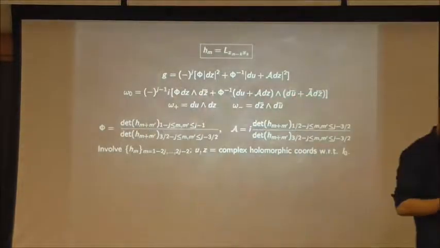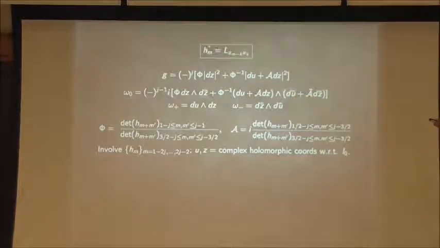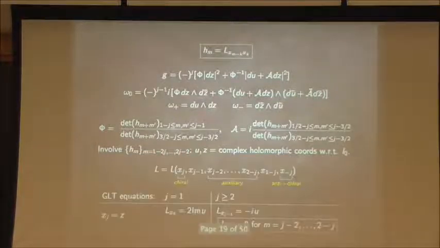So as you see, the determinants depend exclusively on HM. Now, U and C are complex holomorphic coordinates with respect to the complex structure I3. And if you count carefully what kind of axes enter there, you can find the ones with n from 1 minus 2j to 2j minus 2. And for the generalized transform, the formulas are going to be like this.